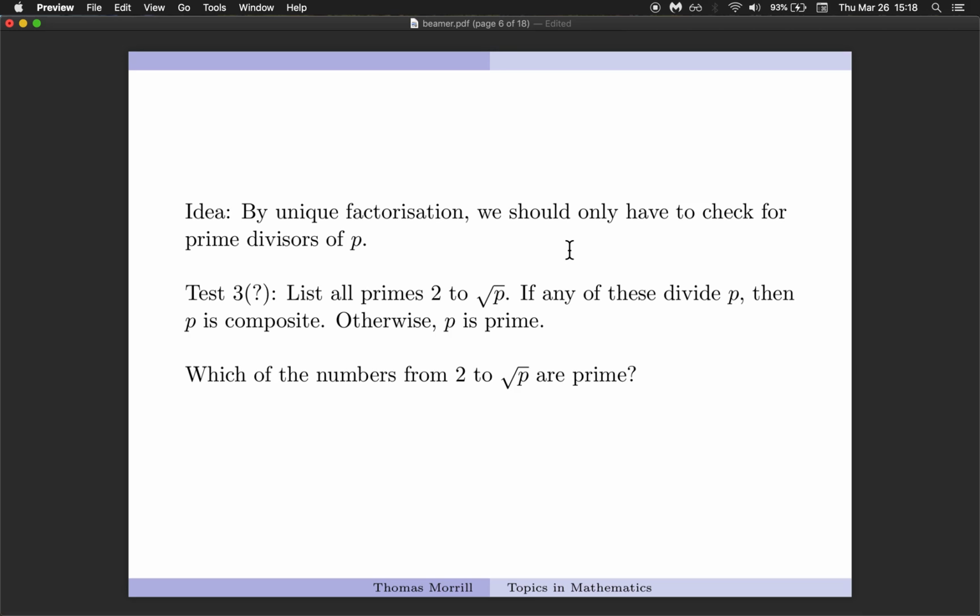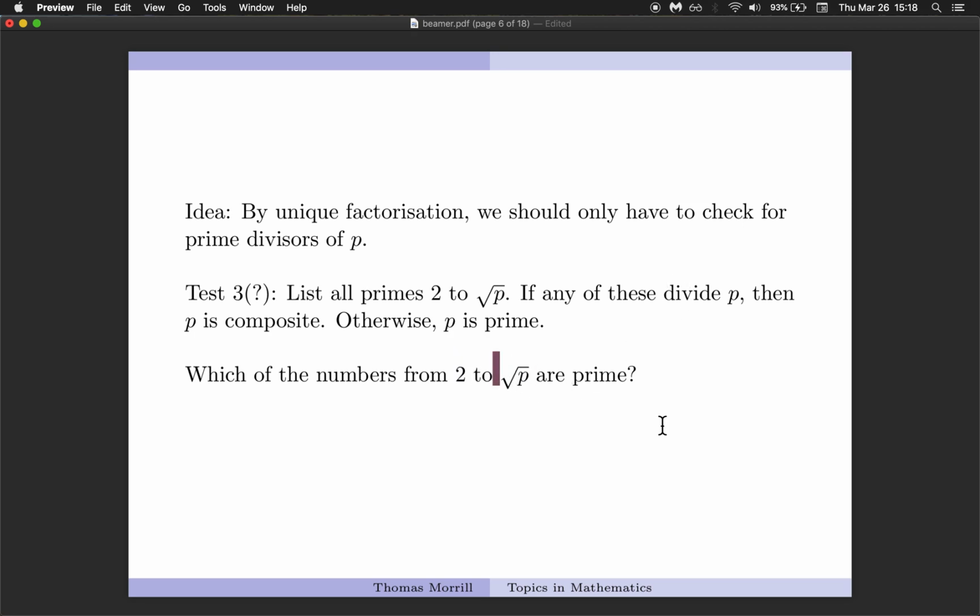But I've got myself into a bit of a chicken and egg situation. I can determine whether or not p is a prime number as long as I know what the primes are from 2 up to the square root of p. Okay, that's great. I'm going to pick some number in here.